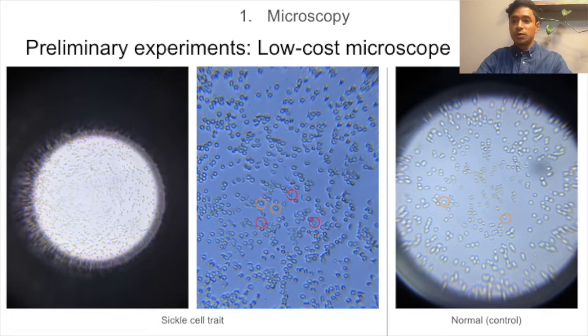The two images on the left are for a person with sickle cell trait. In the zoomed in image, we can see a few cells that are sickled, some of which are circled in red, while the rest of the cells are normal, so round and biconcave, some of which are circled in orange.